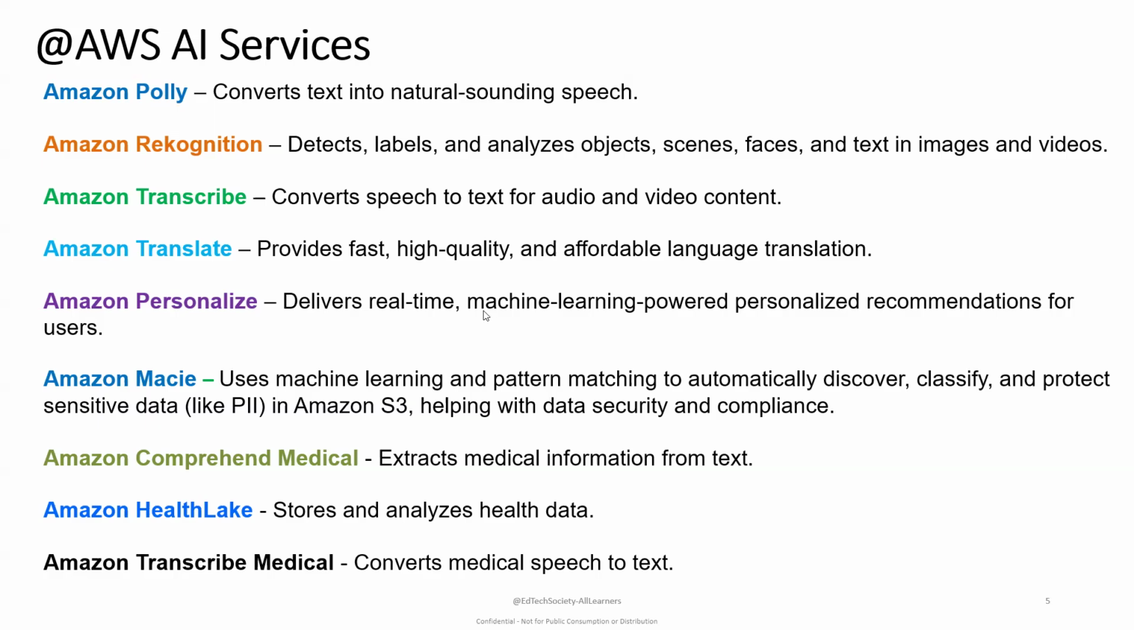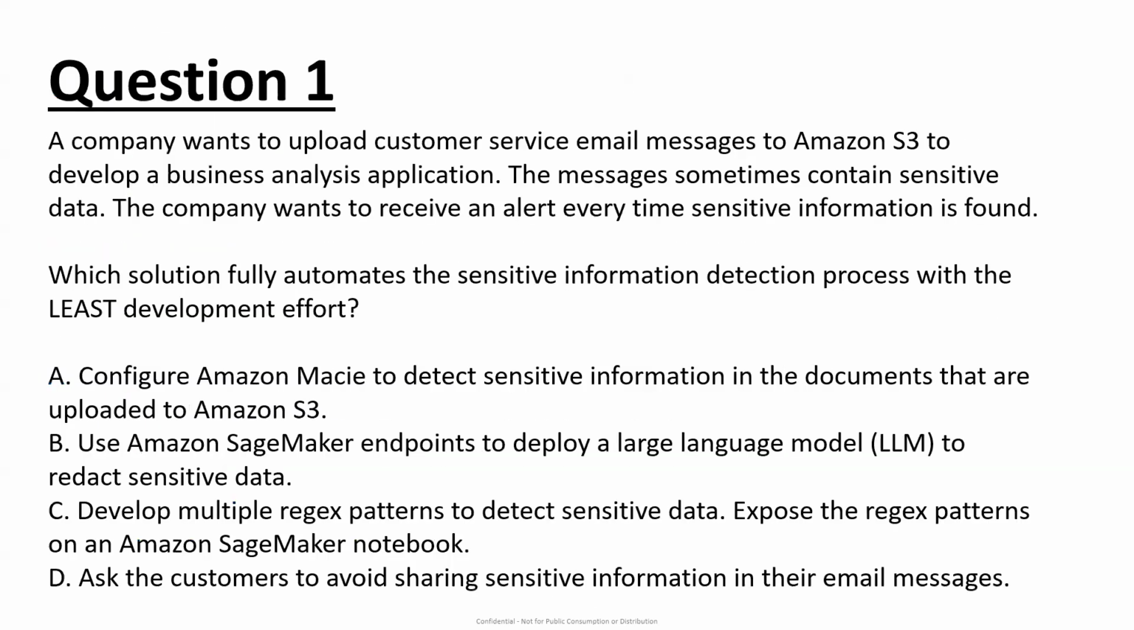Now let's jump into the questions, which is the most interesting part of this video. We'll see. So the first question is, a company wants to upload customer service email messages to Amazon S3 to develop a business analysis application. The messages sometimes contain sensitive data. The company wants to receive an alert every time sensitive information is found. Which solution fully automates the sensitive information detection process with the least development effort?